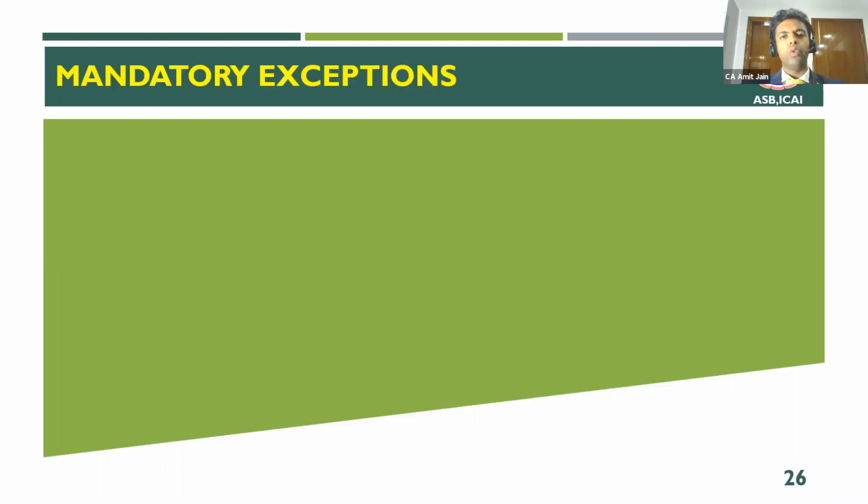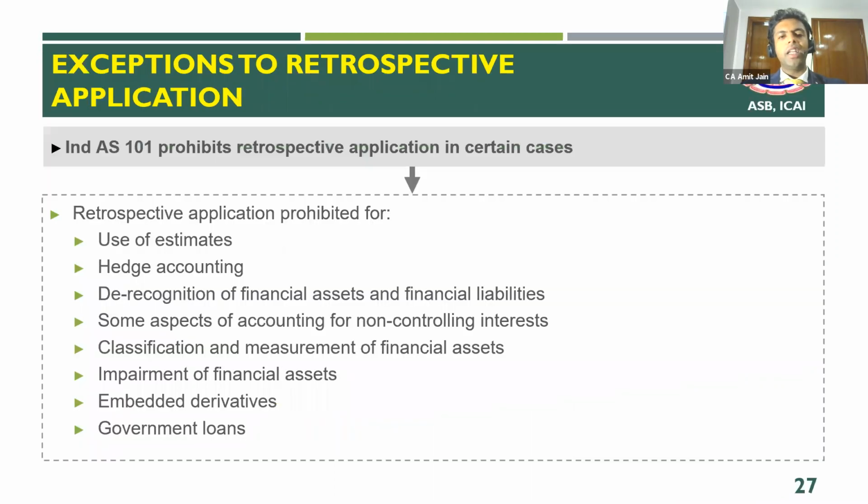I've talked about only the key optional exemptions of IND-AS 101. Then we have the mandatory exceptions. There are certain mandatory exceptions also given in the standard, right? For example, retrospective application is prohibited for the use of estimates, right? That means I cannot change my estimates in the past.